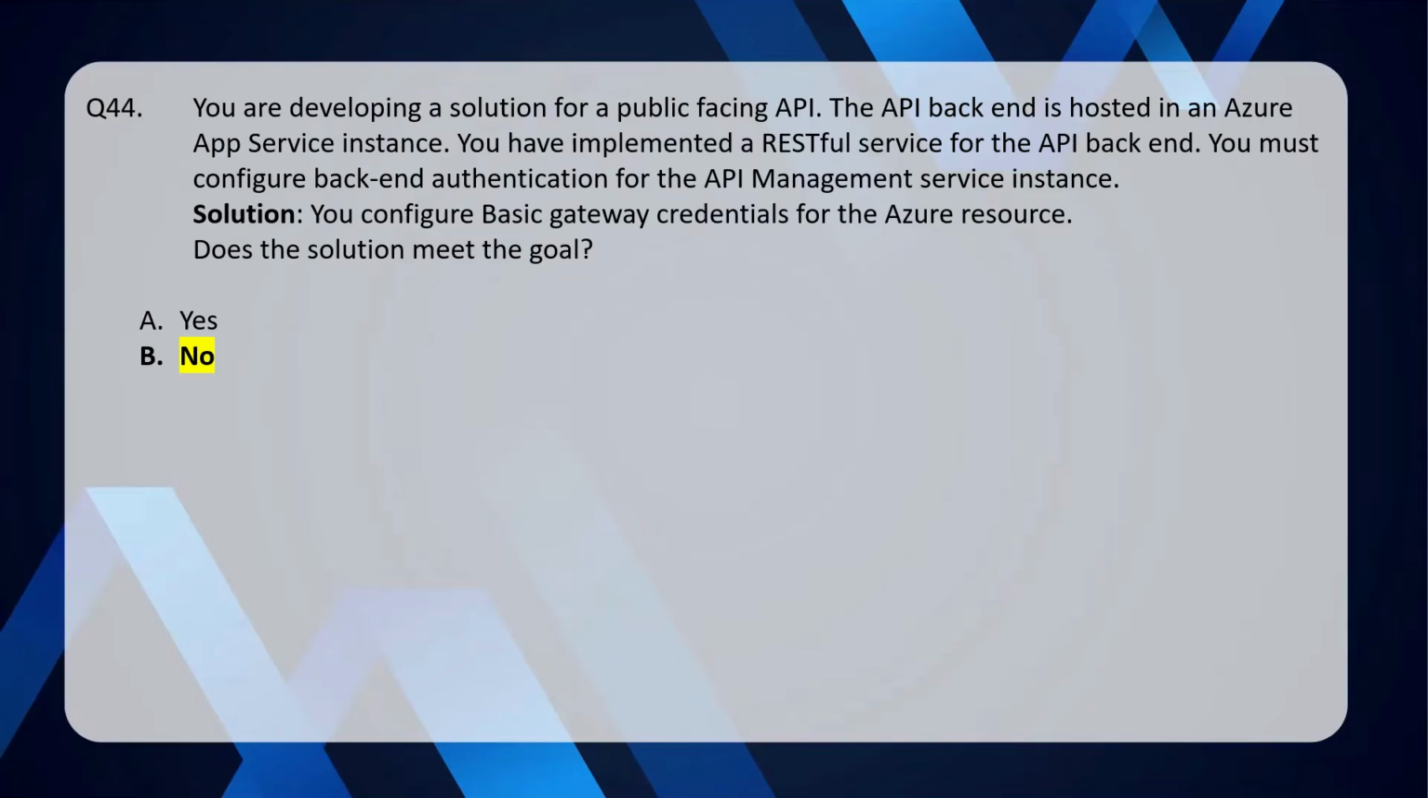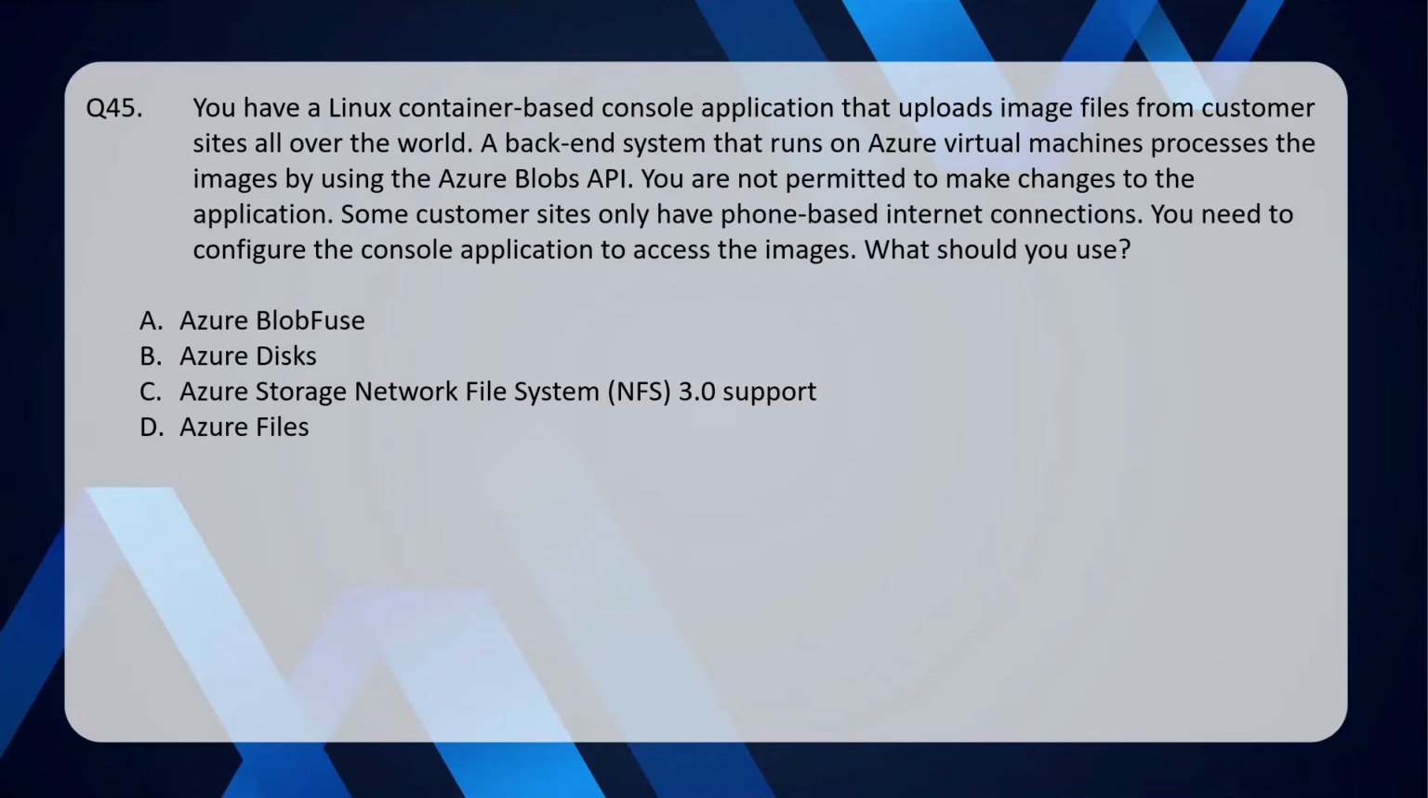Let's look at question number 45. You have a Linux container-based console application that uploads image files from customer sites all over the world. A backend system that runs on an Azure virtual machine processes the images by using the Azure Blobs API. You are not permitted to make changes to the application. Some customer sites only have phone-based internet connections. You need to configure the console application to access the images. What should you use? Your options are Azure Blobfuse, Azure Disks, Azure Storage Network File System 3.0 support, Azure Files.